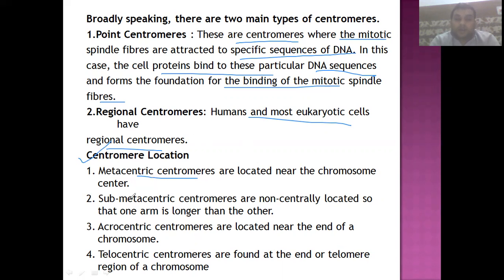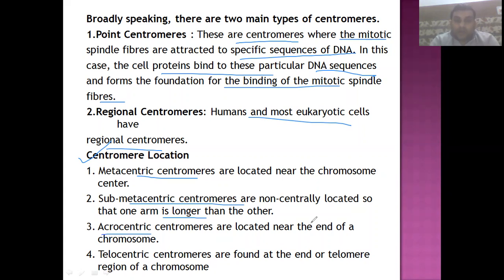Then, depending upon where the centromere is located, we have different chromosome types. Metacentric: the centromere is located near the chromosome center, so the two sister chromatids are of equal length and the centromere is located in between them. Then submetacentric means they are non-centrally located, so that one arm is longer and the other is shorter. So we have P and Q, Q the long arm and P the short arm.